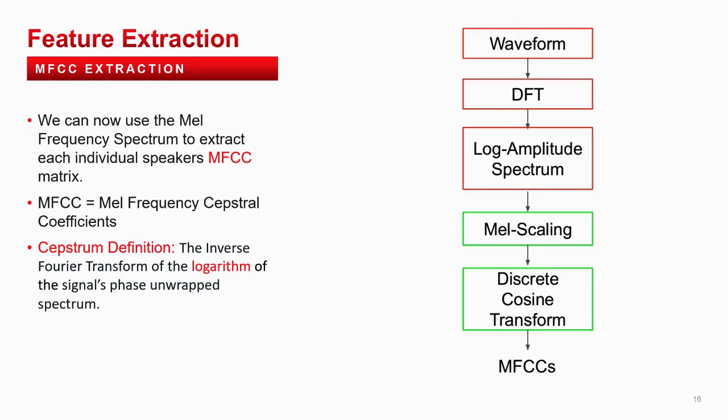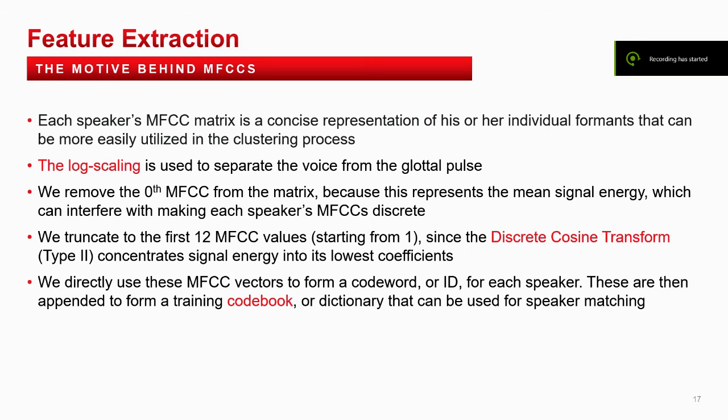We take the DFT and the log amplitude spectrum, which gave us our Mel frequency spectrogram, and then we take the discrete cosine transform of this. We'll discuss why this is a good choice of transform later, and this leads to extraction of MFCCs. Each speaker's Mel frequency cepstral coefficient matrix is a concise representation of his or her individual formants that can be more easily utilized in the clustering process and classification.